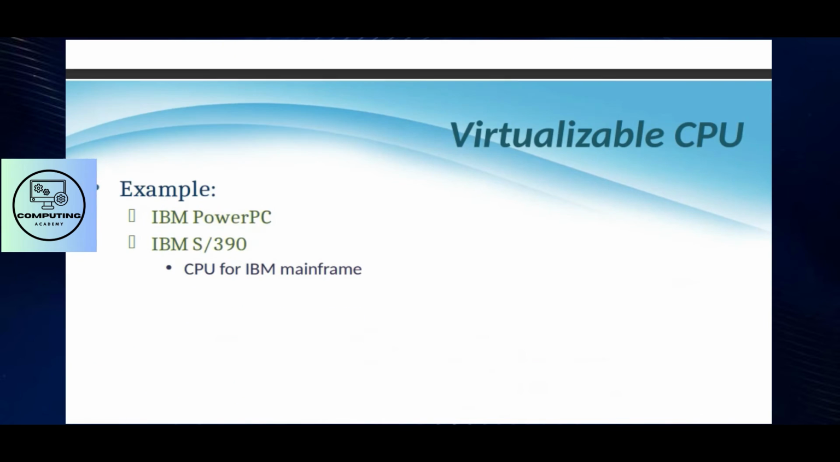Then we have examples of virtualizable CPU. Examples include IBM PowerPC, and the second one is IBM S390, which is the CPU for IBM mainframe.